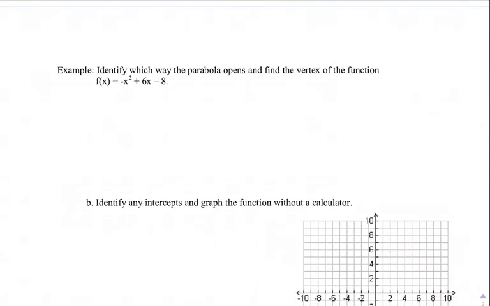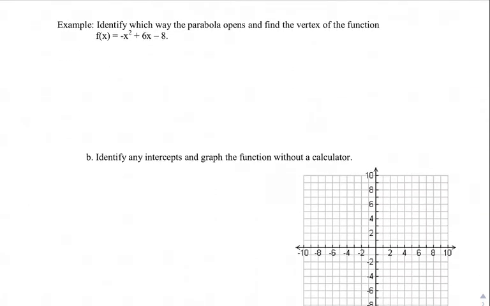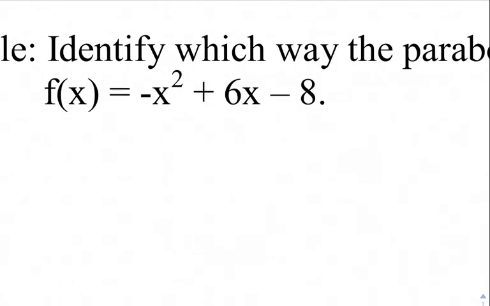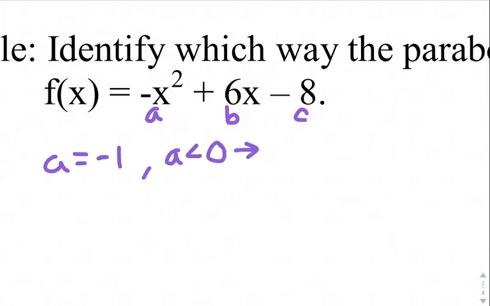Let's try another example together. So identify which way your graph opens and then find the vertex of this function. So to figure out which way it opens, we look at our a value. So remember, this is a, b, and c. Well, a is equal to negative 1, which means it is less than 0, which means it opens downward.